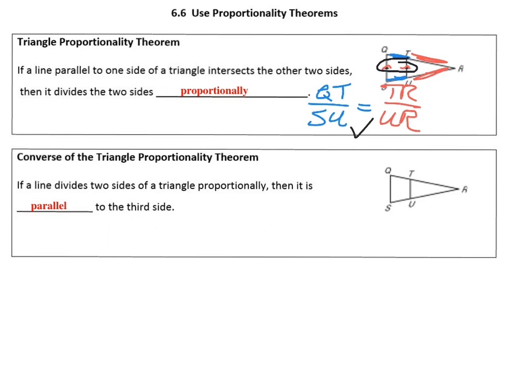Now, down below, we have the converse, which is saying, okay, if you have this ratio, QT over SU equal to TR over UR, if this ratio is true and those two are equal, then I know right away that these two are going to be parallel.